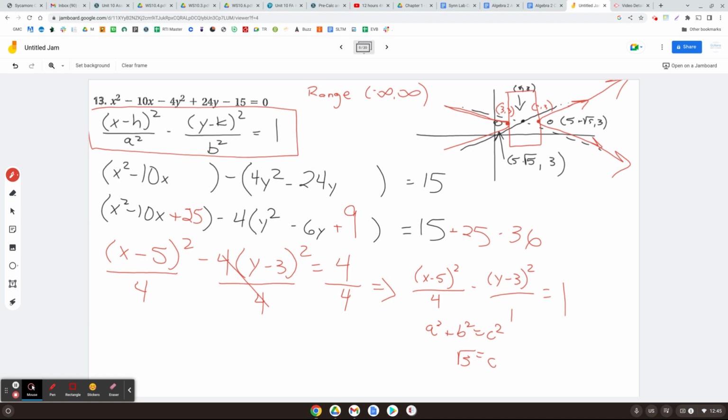Now, your domain, for your domain, I don't know, one good way for you to write this right now would be that x has to be less than or equal to 3, or x has to be greater than or equal to 7. Okay. Does that make sense?